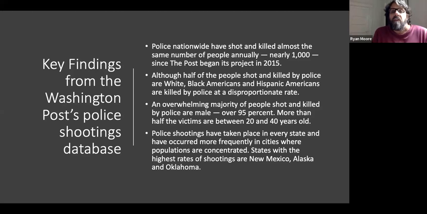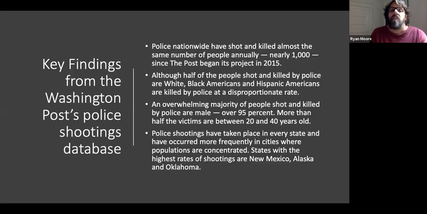So among the other findings from the Washington Post's database, basically the number of people killed annually by the police has been pretty consistently around 1,000. The police basically kill 1,000 people a year, about 3 people a day. And that number has been pretty consistent since the Washington Post started compiling these numbers in 2015.